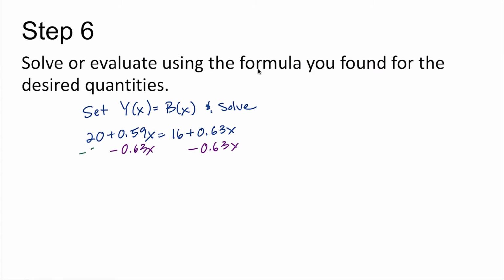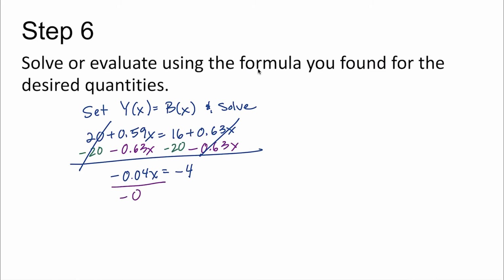And let's go ahead and subtract 20 from both the left and right hand side. Totaling this up, our 20s cancel out. 0.59 minus 0.63 is going to give us -0.04x, and that's going to be equal to, these x's cancel, and that's equal to -4. The last step will be to divide both sides by -0.04. And we get x is equal to 100, which represents 100 miles.